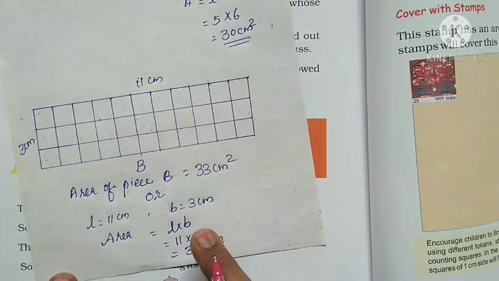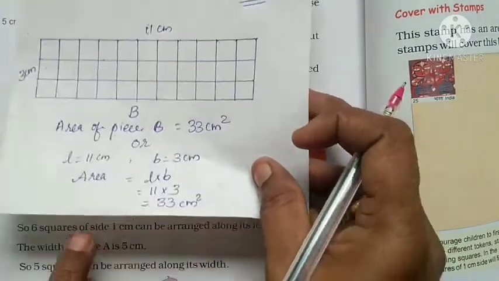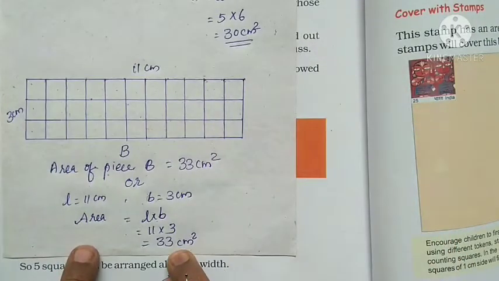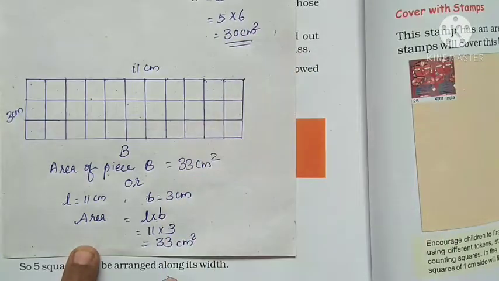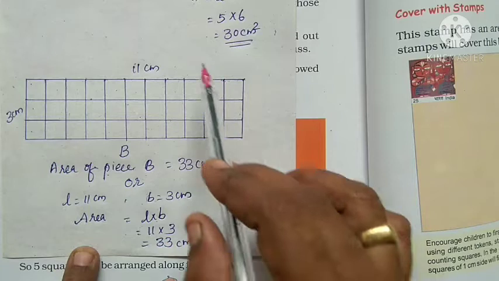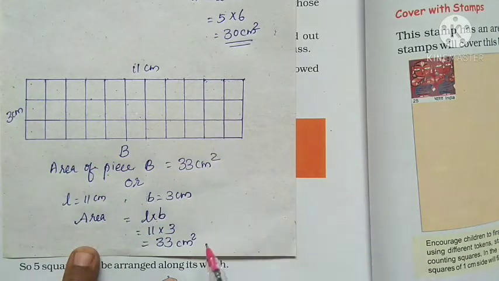Understand? So our aim is which piece is bigger. Here the area is 33 centimeter square, but here the area is 30 centimeter square. So which figure is bigger? Yes, this piece is bigger. Why? Because it has 33 centimeter square as the area. This number is bigger.